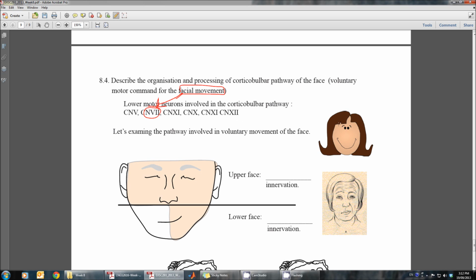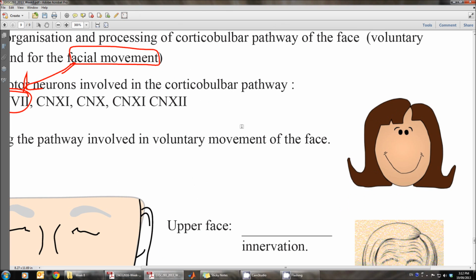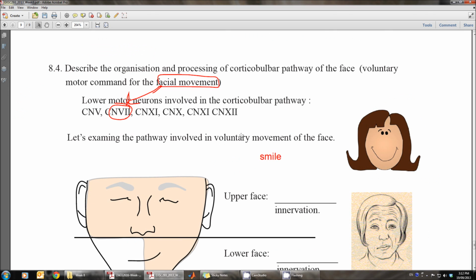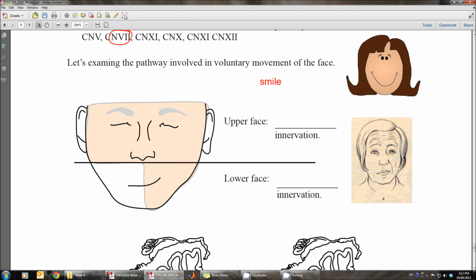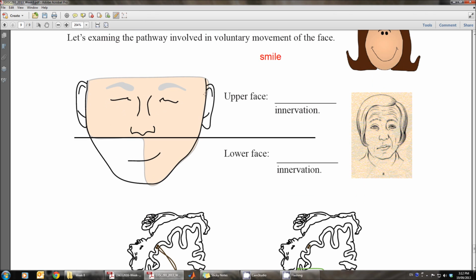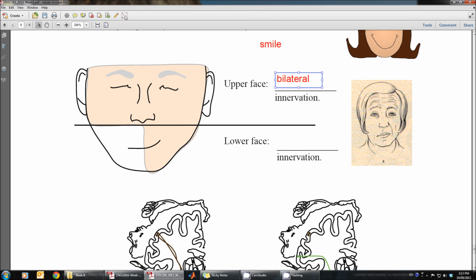And the scenario we're given is smiling. So this is the smiling face. So how do we smile? And for the innervation of the face area, we need to know one additional aspect of this, which is the difference between upper face and the lower face. So it's color-coded in this area. Upper face is bilateral innervation. And lower face, the quadrant of the face, is contralateral innervation.